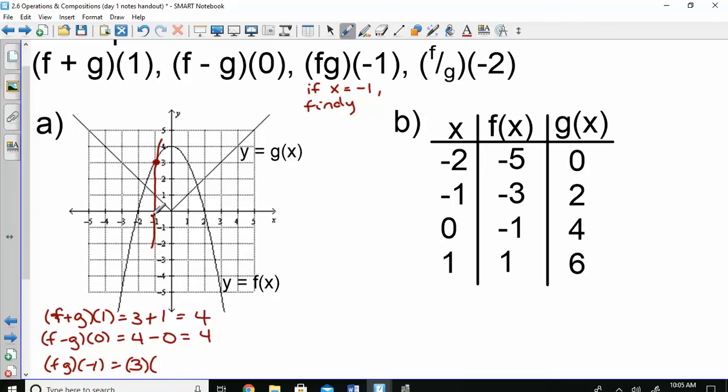G of negative 1. So when my x is negative 1, g is this absolute value graph. You're right here. What's the y value on that graph? 1. So we have 3 times 1, which is 3.